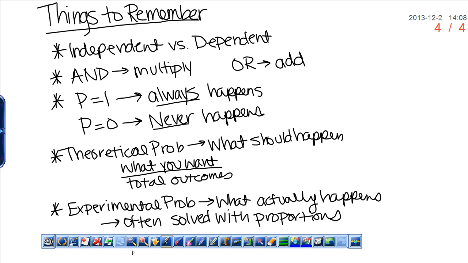Okay. All right, so here are some things that we've touched on today that I want you to remember. We've talked about independent events versus dependent events. Independent means the outcomes do not affect each other. Dependent means the outcomes do affect each other. We've reviewed that with probability, and means multiply, or means add.